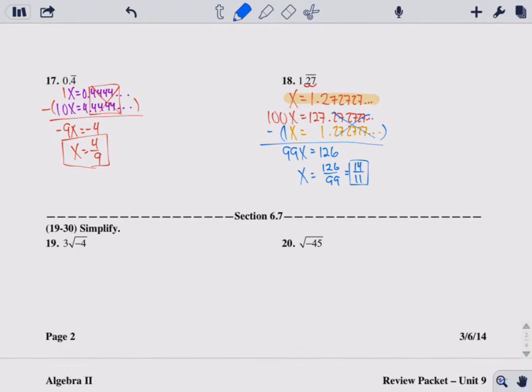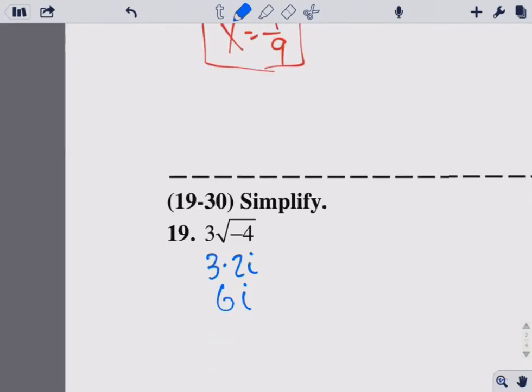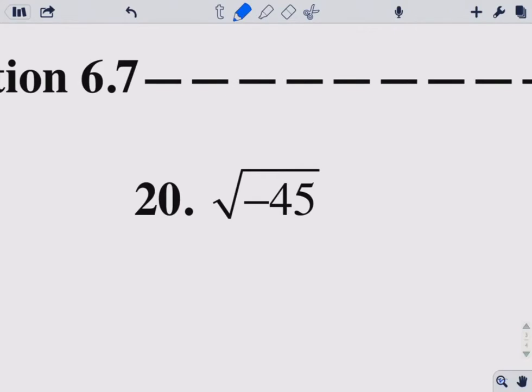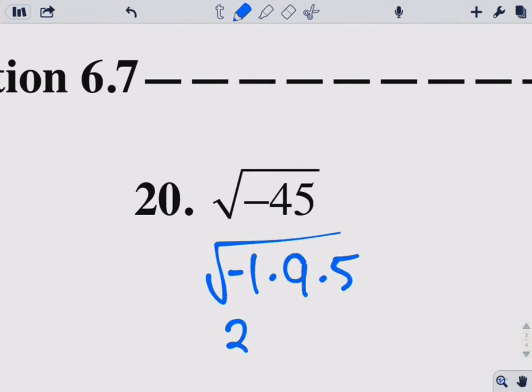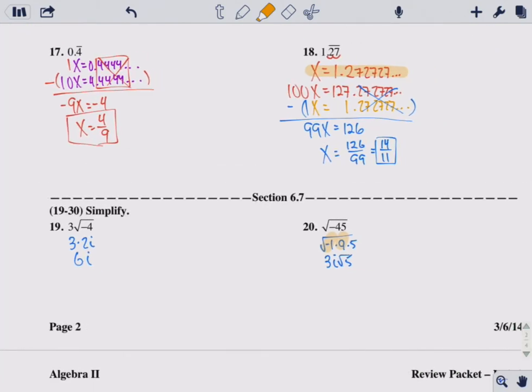Alright, simplifying. That's 3 times 2i, so that's 6i. This is the square root of negative 1 times 9 times 5, so that's 3i square root of 5, because I can take that out and that out. Okay, that's it for page 2. Page 3 will follow.